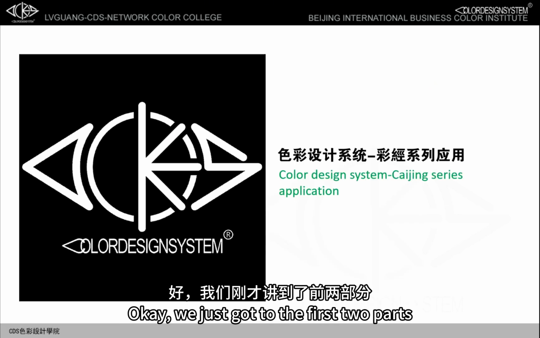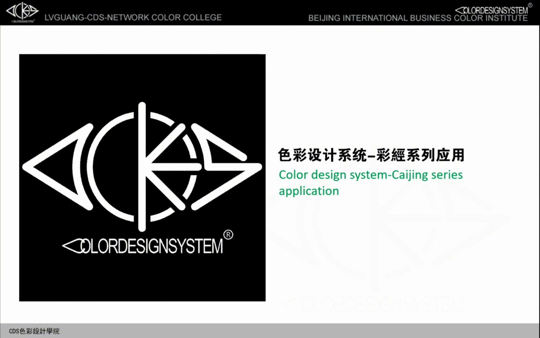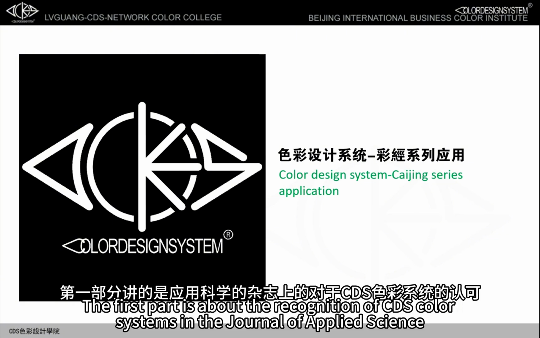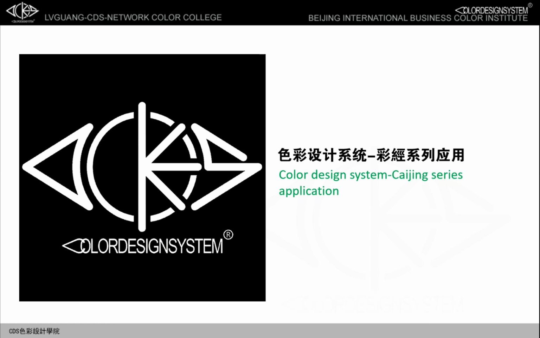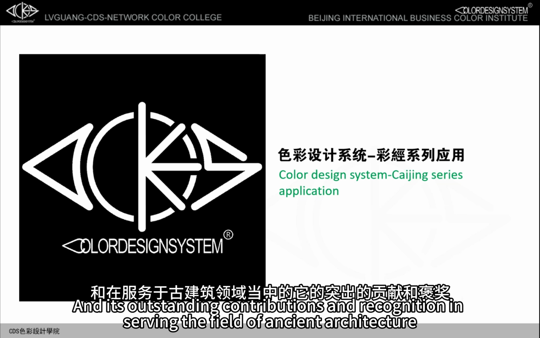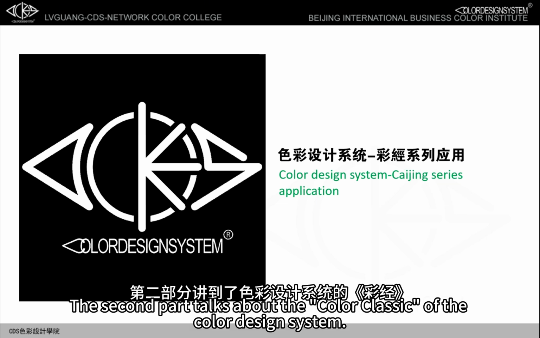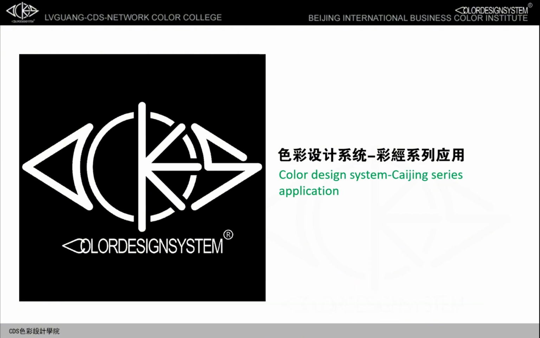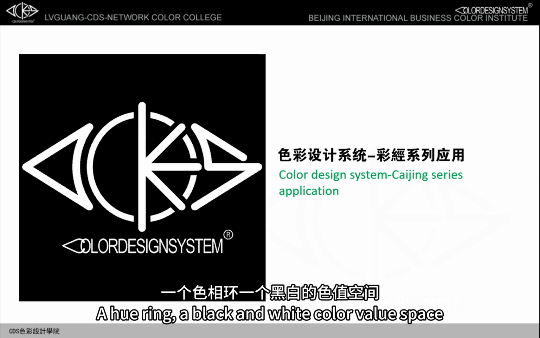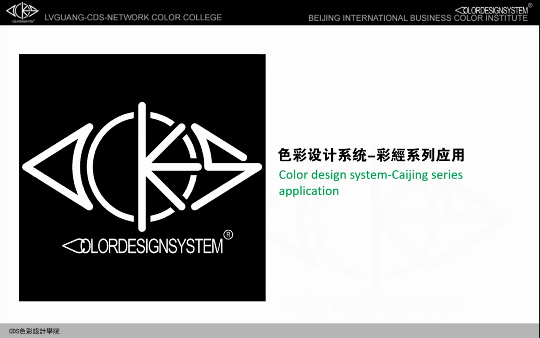Okay, we just covered the first 2 parts. The first part is about the recognition of the CDS color system in the Journal of Applied Science, and its outstanding contributions and recognition in serving the field of ancient architecture. The second part talks about the color classic of the color design system. Here are 8 hues, a hue ring, and a black and white color value space, which are its color and appearance.